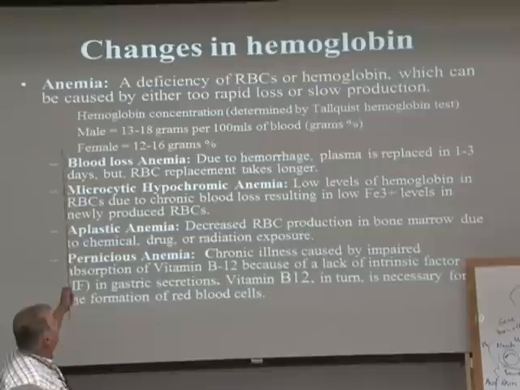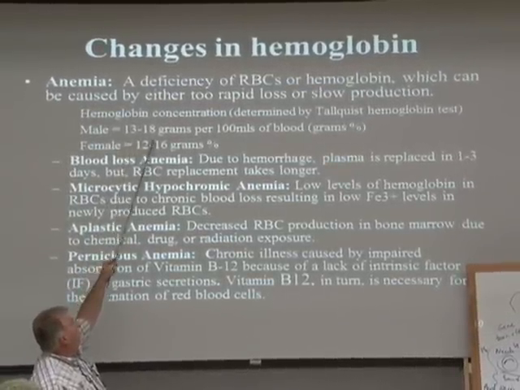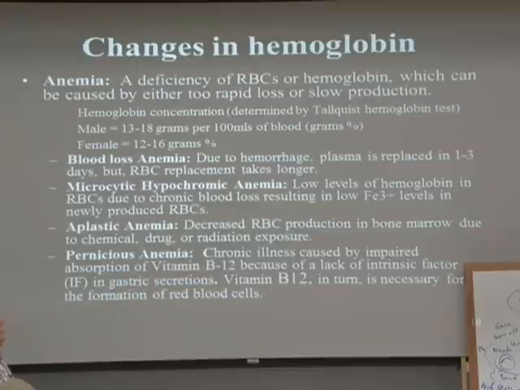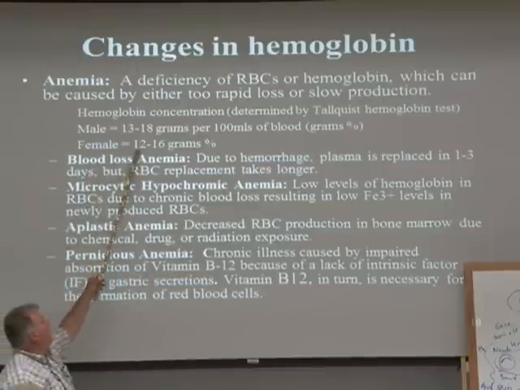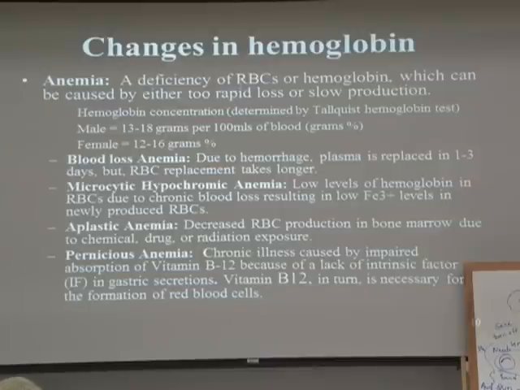Alright, so in men, we would say we're normal if we have 13 to 18 grams of hemoglobin per 100 mL of blood. And then in females, slightly lower, 12 to 16. And again, those are reproductive age women who have ovarian cycles. And we can actually manage that.